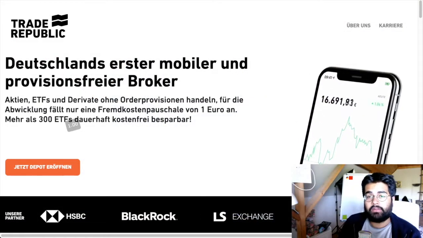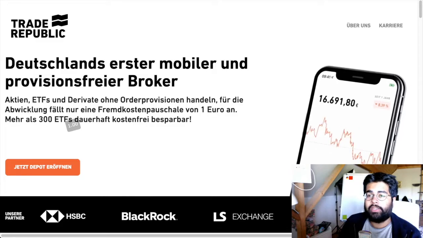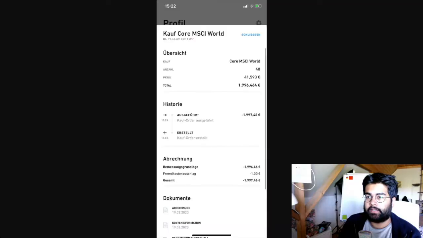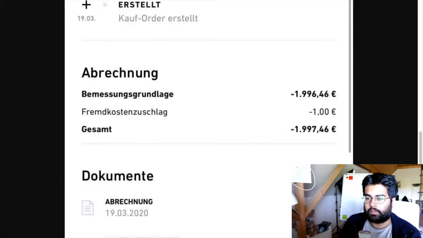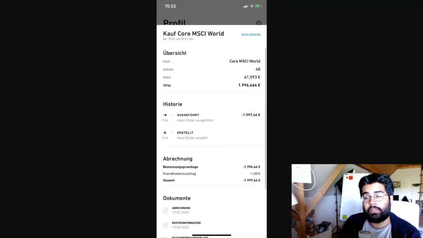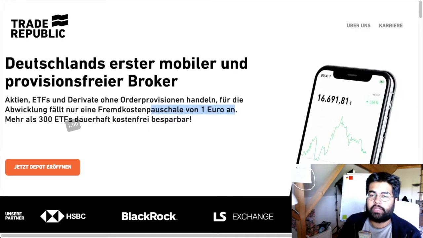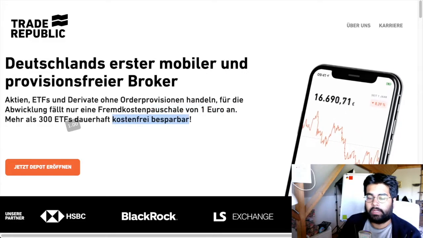The best thing about this brokerage is that you only have to pay a €1 fee. If you take a look at my receipts here, you will see that there is a fee, Fremdkostenzuschlag, which is €1. Right here, this €1. And that's really nice, because any other depot is always going to be more. And they also have a completely free Sparplan.